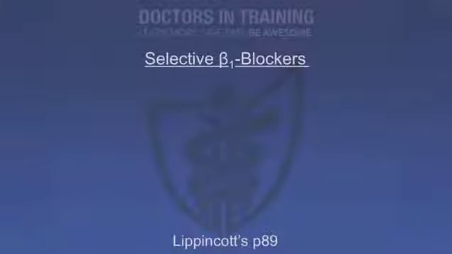Next, we're going to move on to selective beta-1 antagonists. So sometimes these are referred to as cardioselective, meaning they're beta blockers that really only affect the heart, and these are very widely used and very popular.